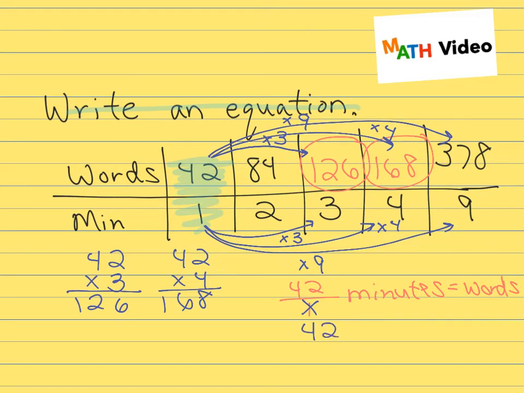And then we can use variables. The m would work nicely for minutes, so 42m, which means 42 times m. We don't need a dot, parentheses, or an x for multiplication. The number next to the variable means multiplication. And that will equal, w will work for words. So an equation for this problem is 42 times m equals w.